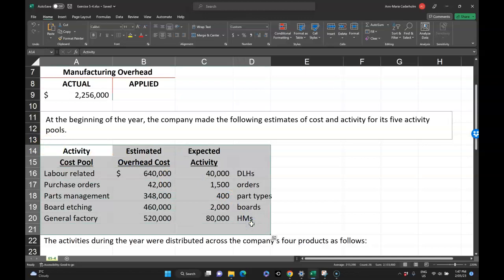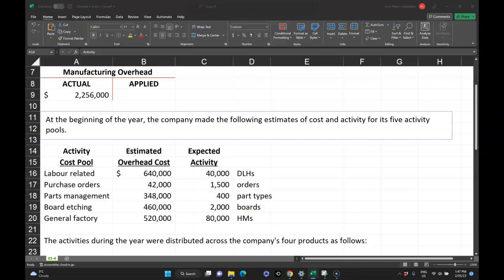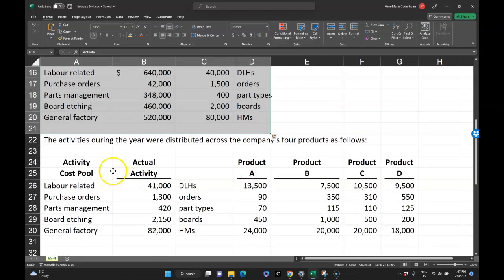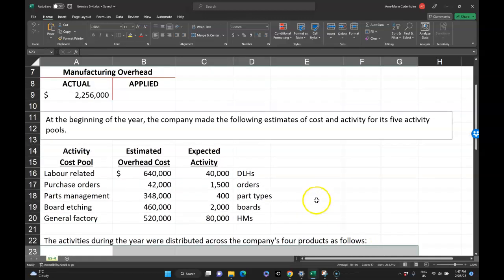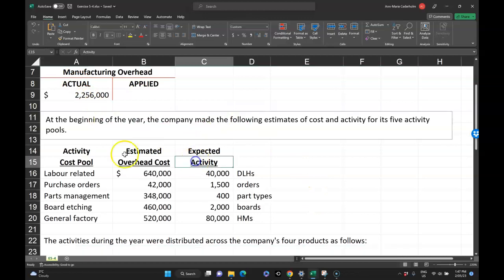So that's enough that I need to do step 6, which is to calculate the predetermined overhead rate. So I'm not going to read any further. I'll look at the actual activity when I do step 7, but this is good enough for step 6. So I have the activity cost pools. I've got the estimated overhead costs. I have the expected activity. And then this is the activity measure. This is how we're going to measure each activity.